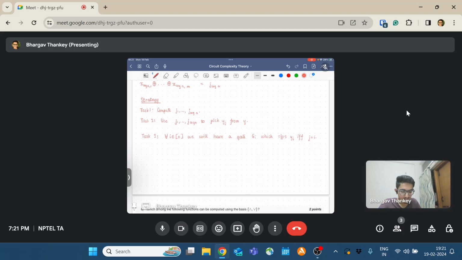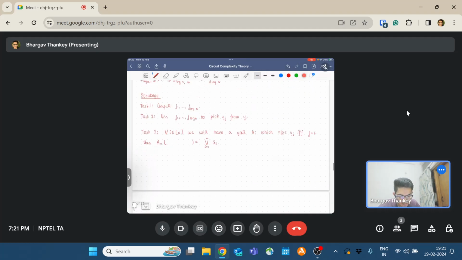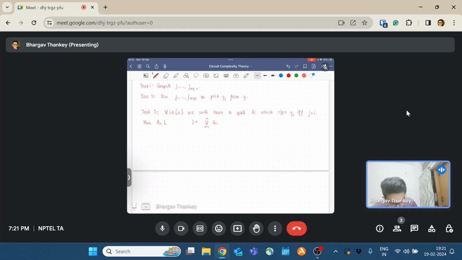Yeah, so this is the function. So now we have to somehow show how to construct the gi's. Okay, so here's the way to construct gi.